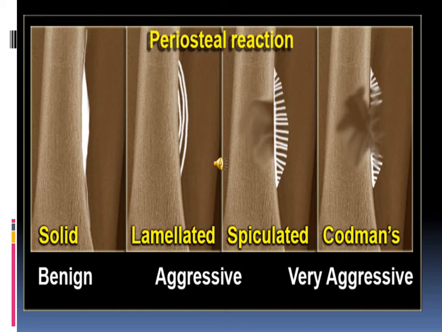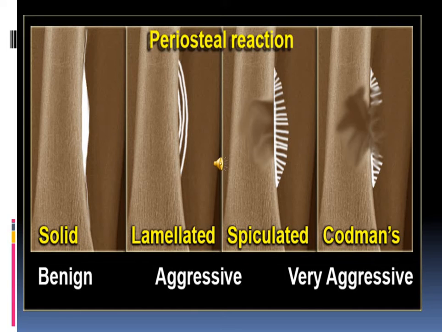As we can see in the lamellated periosteal reaction, there are multiple layers, so we can see multiple white lines seen at the cortex, while in the speculated we can see multiple small white lines that are seen in vertical orientation to the cortex, so we call it speculated, and sometimes we call them sun ray speculation.